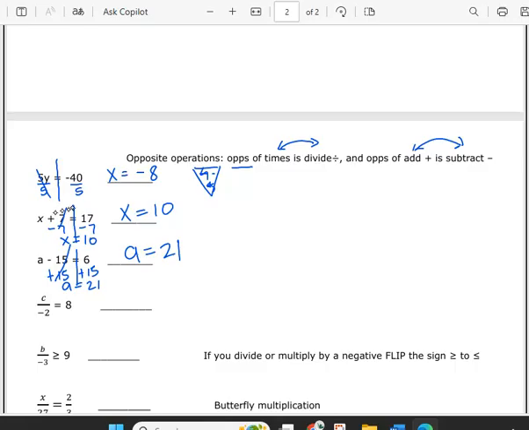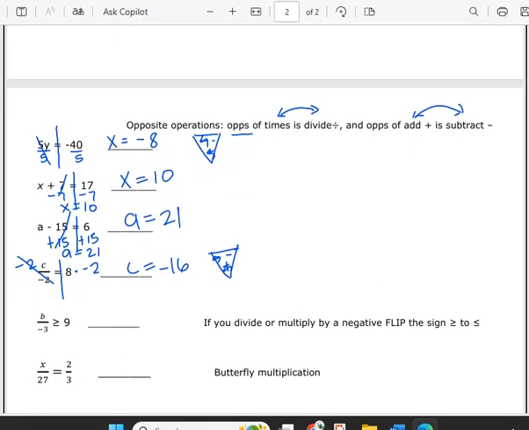Next one, again, put a line, opposite of dividing is multiplying. You multiply times -2, again, be careful, Dorito man. 8 times 2 is 16. A positive times a negative is negative.